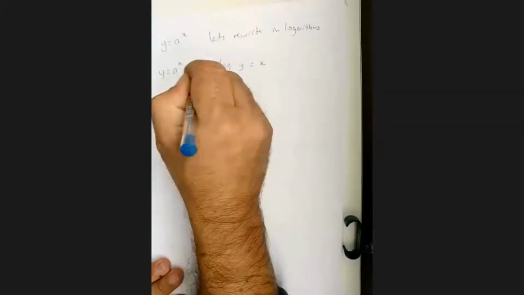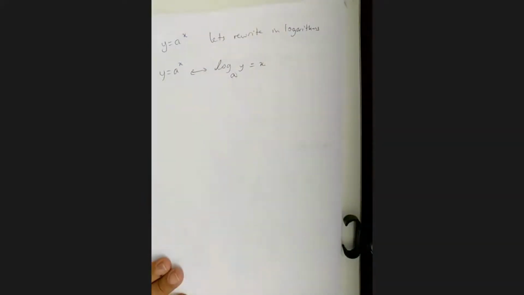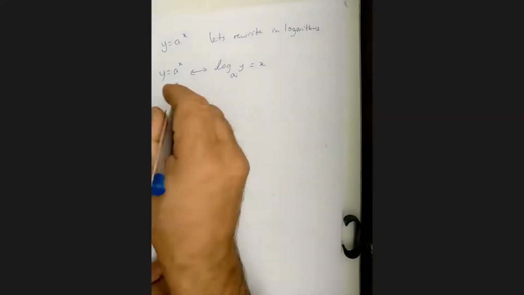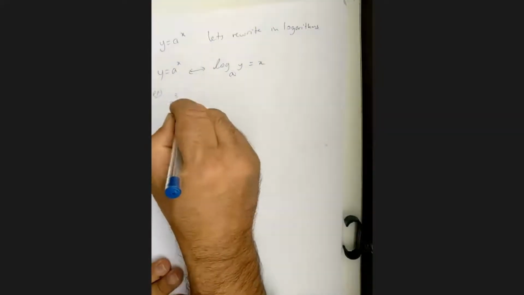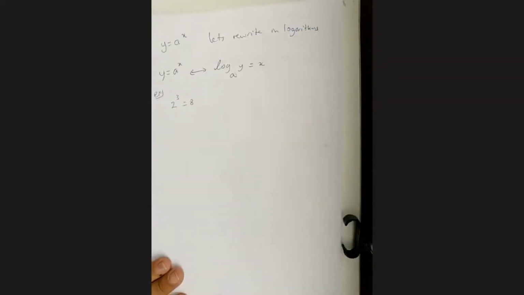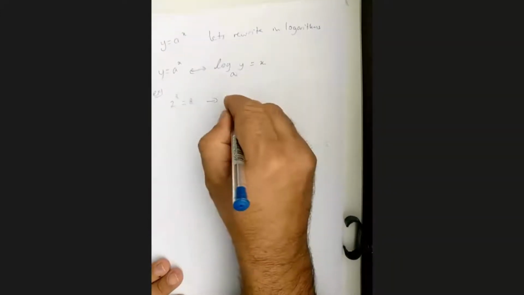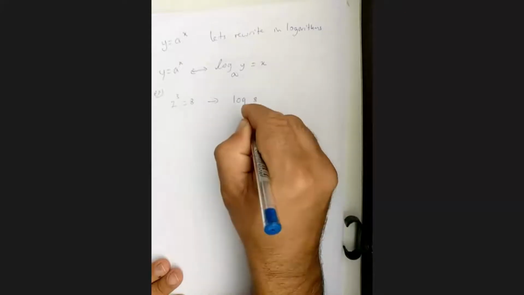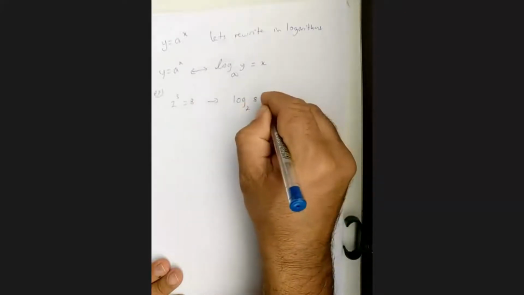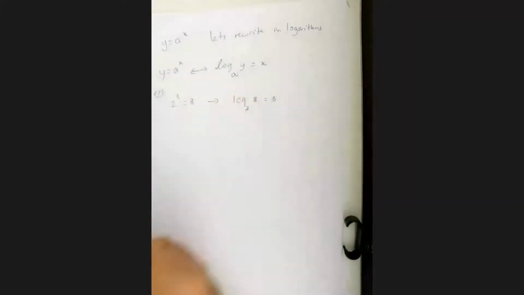These two expressions are equivalent, such as 2 cubed is 8. Let's write this expression in terms of logarithm. Logarithm of 8 to base 2 is equal to 3.